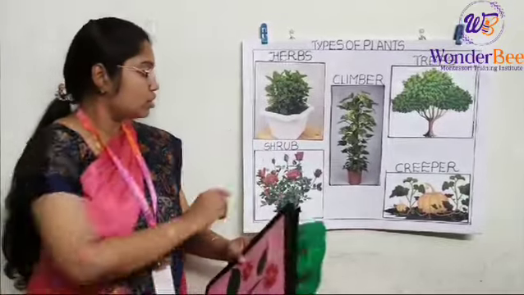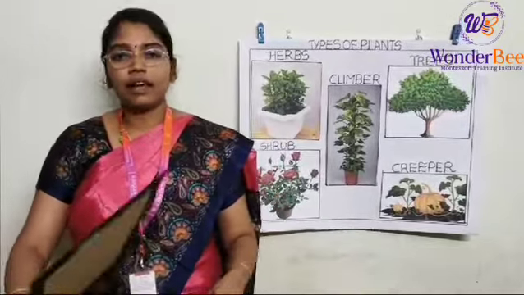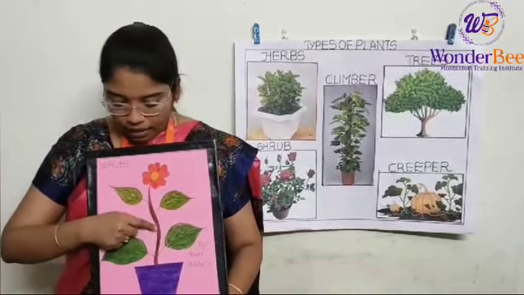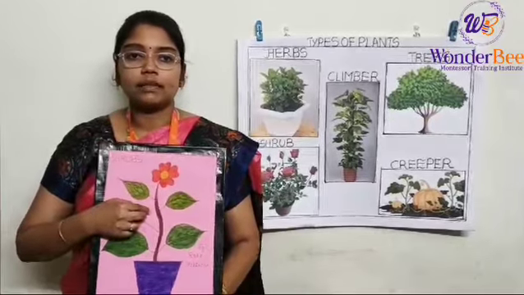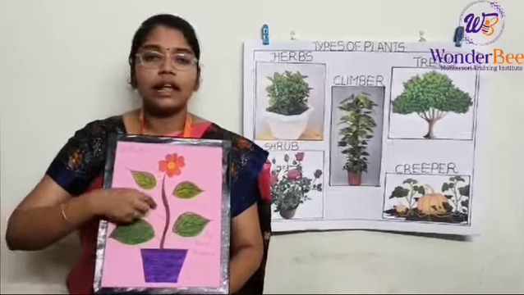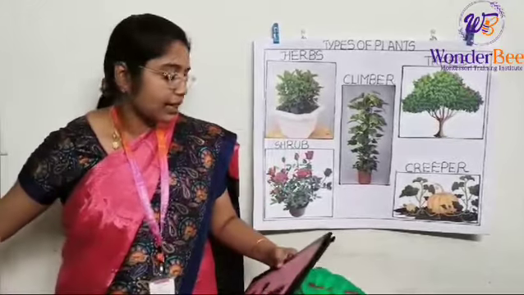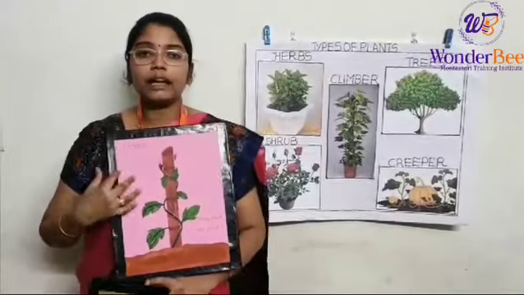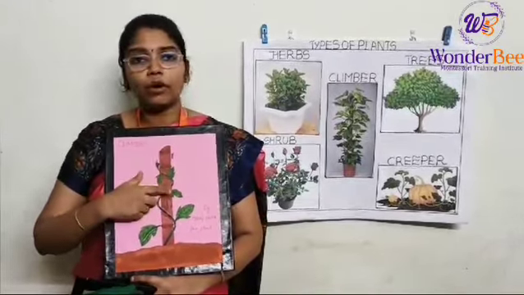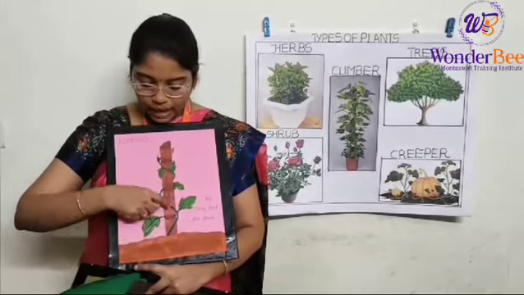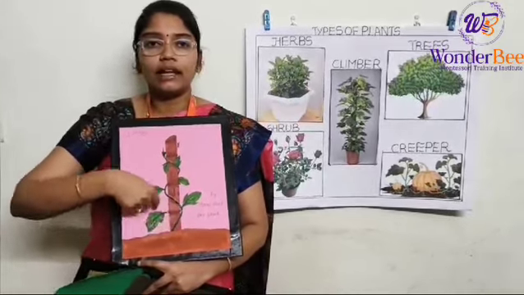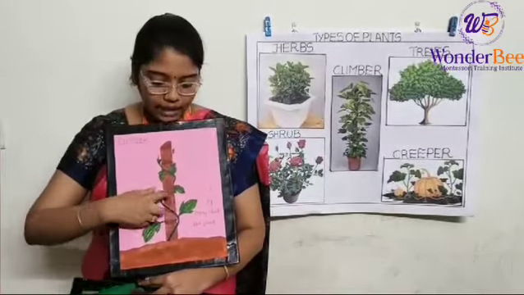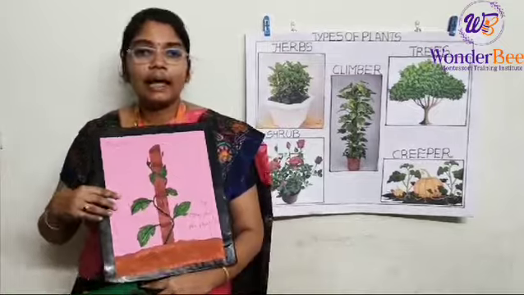The next one is shrub. Shrubs have flowers and look like a small plant. They have very thick, woody stems. For example, rose and hibiscus are examples of shrubs. And then climber. A climber is a plant that always needs a support to climb up. So we can place wood sticks like this and it can climb up. For example, money plant and pea plant are examples of climber.